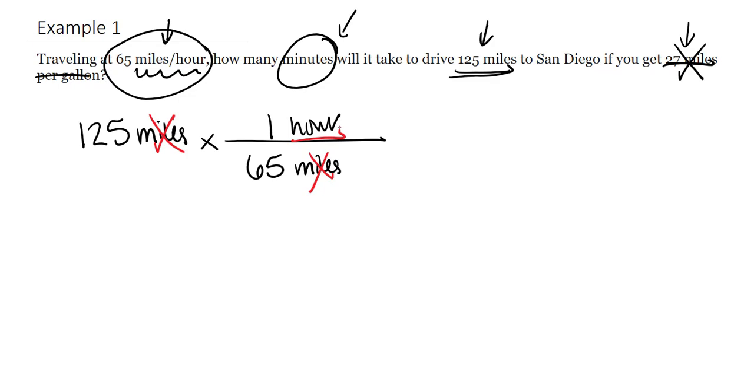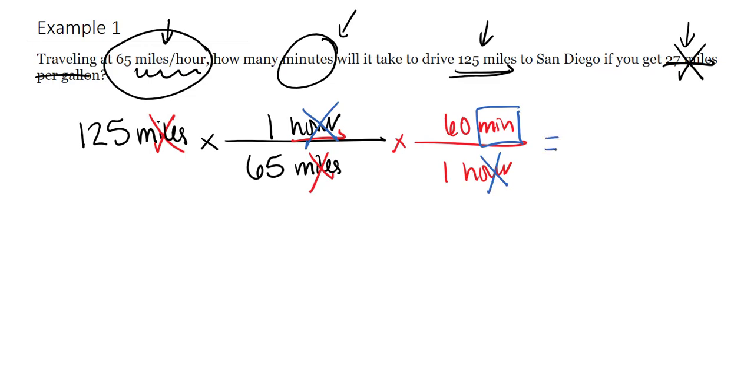And we're left with hour on the top, which is a good sign because we need to get time and we need it to be on the numerator. So let's go ahead and keep going. Now, we need how many minutes? So we know 1 hour is 60 minutes. That's just a conversion we know, and so therefore we can go ahead and cross out the hour and we're left with minutes, which is exactly what we want. So we've done our problem.